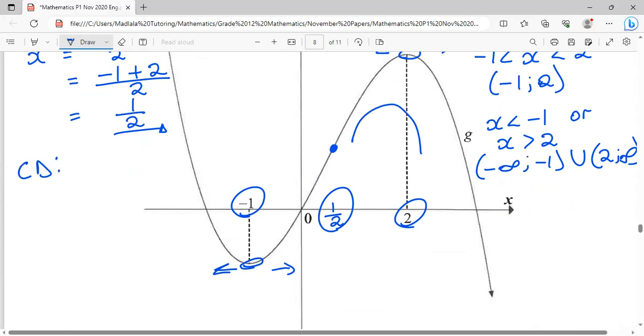You'll tell them the function is concave down for any value of x that is from positive half all the way to positive infinity. But if you prefer, you can say it's concave down for any value of x that is greater than a half, like that.